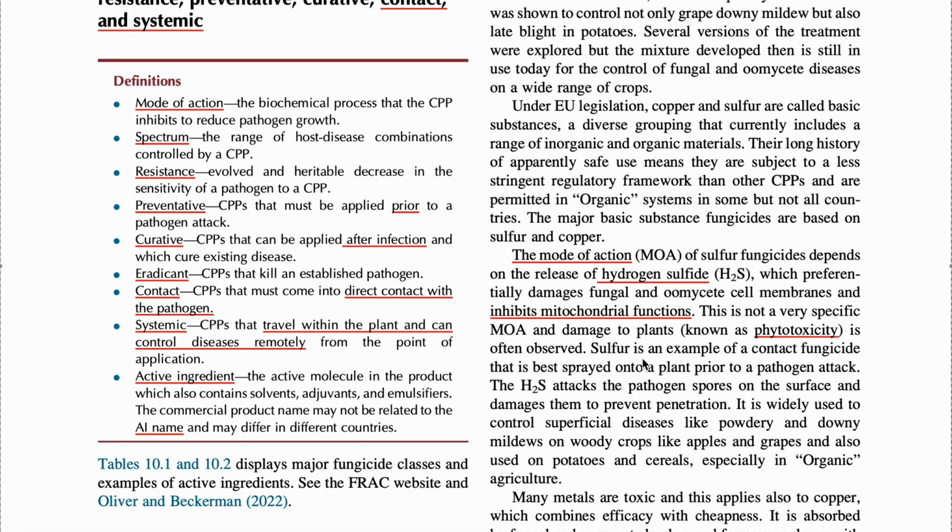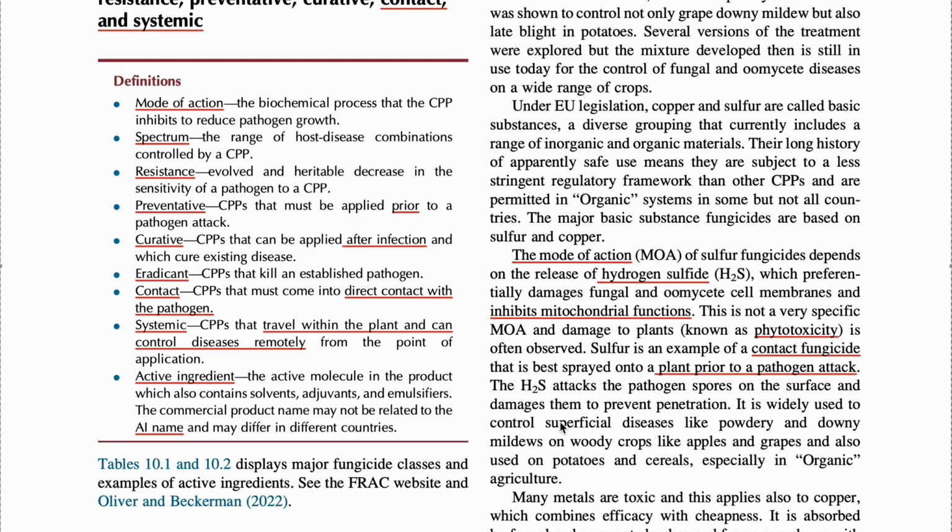Okay, so sulfur is an example of a contact fungicide. Remember, it is best sprayed on a plant prior to a pathogen attack. Sulfur fungicide is sprayed; it can be sprayed afterwards, but it is best to spray prior to the pathogen attack as a preventive measure. The H2S, meaning hydrogen sulfide, attacks the pathogen spore on the surface and damages them to prevent penetration.